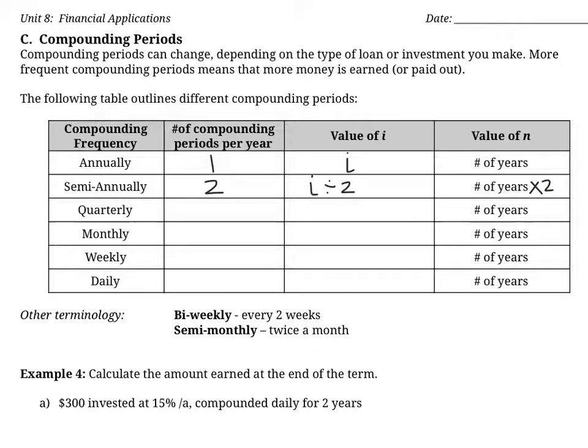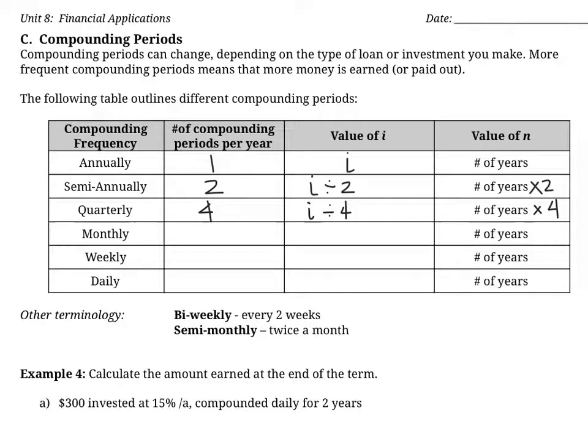So if it's compounded quarterly, that means it's 4 times per year. We're going to take the interest rate that is quoted per year and divide that by 4, and that's what we're going to be charged every single period. For N, we're going to take the number of years that it's invested and multiply it by 4. So if it's invested for 3 years, we're going to be charged 4 times per year, which will make 3 times 4, which is 12 times.